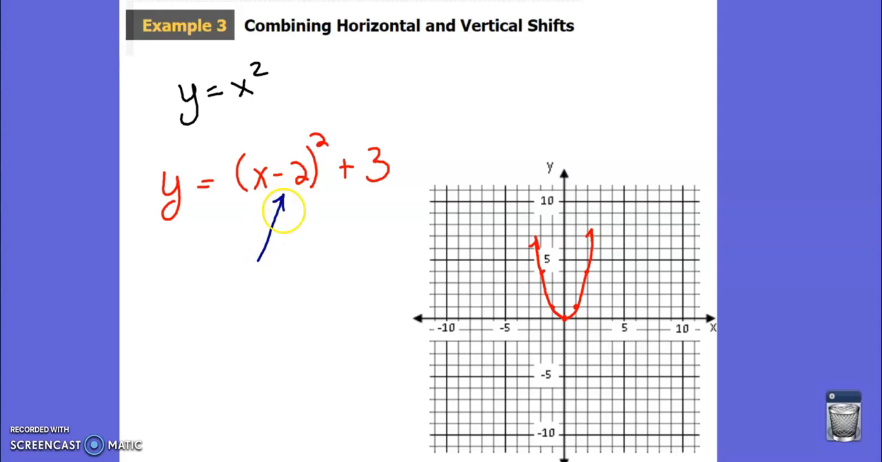So this right here is shifting it 2 spaces to the right, and this right here is shifting it 3 spaces up. So the new vertex is right there. So all the points are going 2 spaces to the right, and this is 3 spaces up.